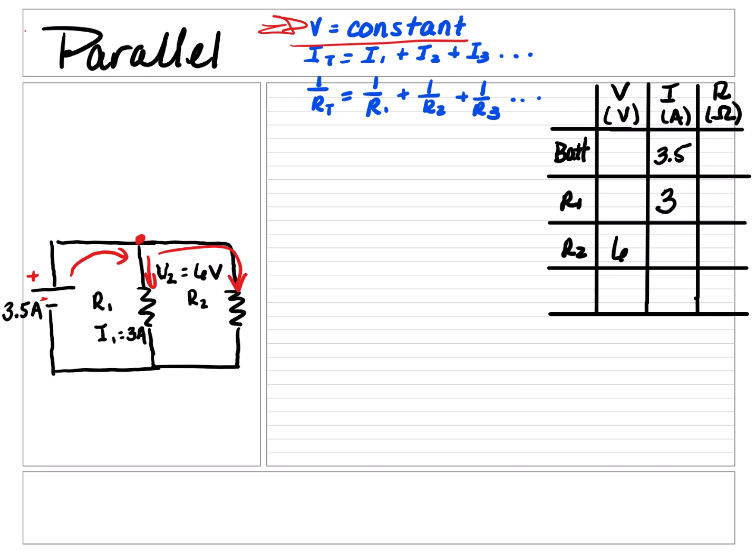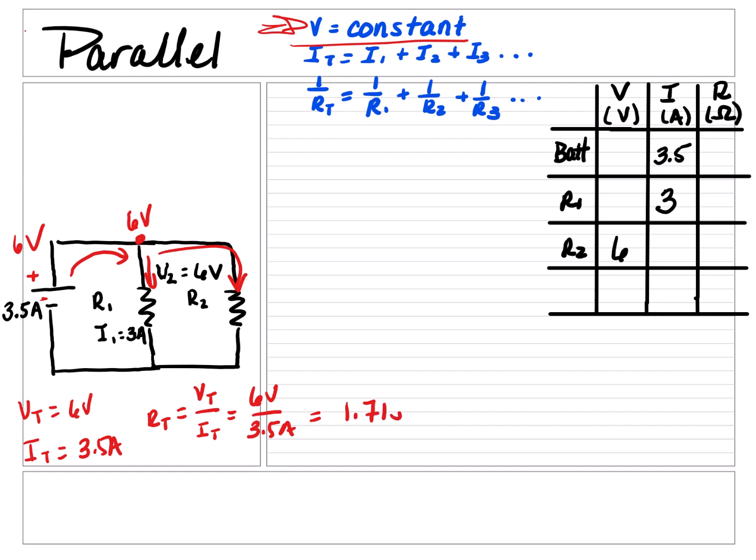V2, the voltage, is given as 6 volts. Since the battery, R1 and R2 are in parallel, the voltage that goes through R1 is going to be 6 volts, and the voltage that goes through the battery is 6 volts. Since I know that the battery's voltage, which is V total, is 6 volts, and I know the total current at the battery is 3.5 amps, using Ohm's law, I can find the total resistance, which is V total over I total, which is equal to 6 volts over 3.5 amps, which is equal to 1.71 ohms.